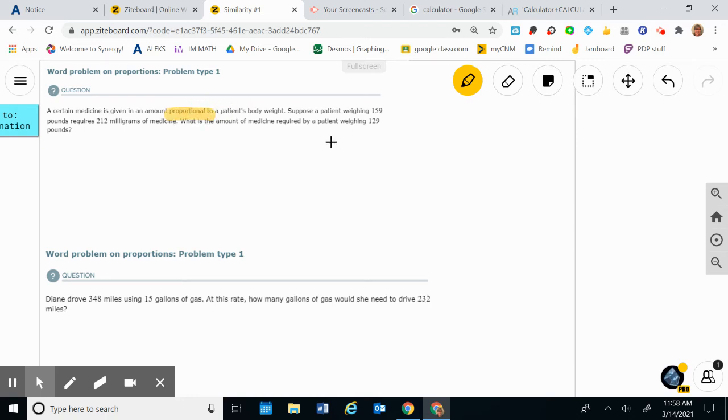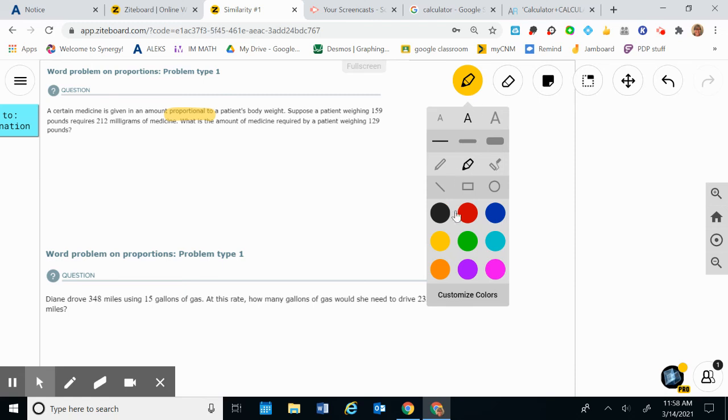That's important just to know that they're going to give you a proportion. Suppose a patient weighing 195 pounds requires 212 milligrams of medicine. Okay, so they don't actually give you the word two, but here's what they're giving.